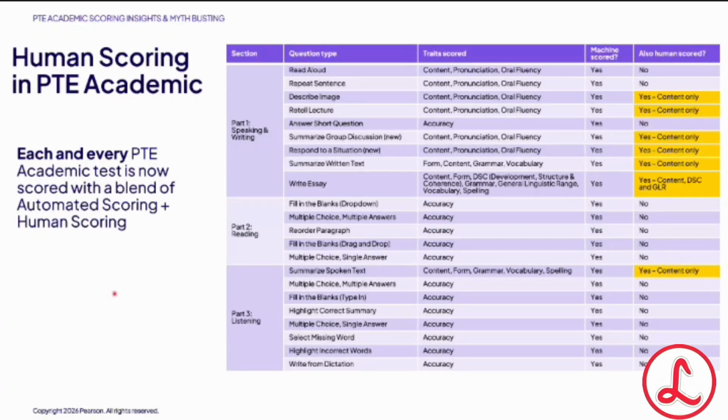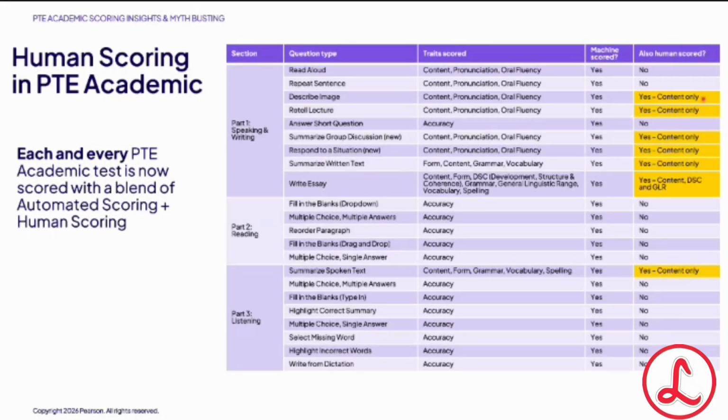So what that means is these questions that have yellow highlighting, these question types, describe image, retell lecture, and so on, those are scored on different traits. They're all scored by the automated scoring system. So every question on the test is still scored by the automated scoring system. But for these particular question types, some aspects are also scored by a human rater.